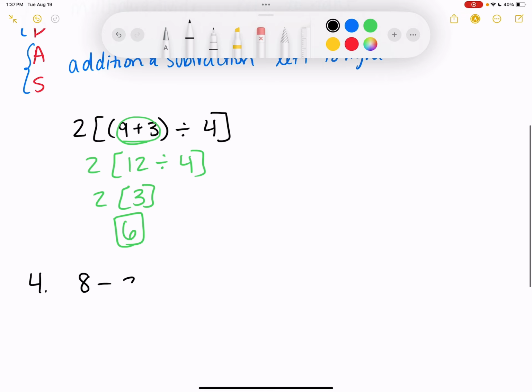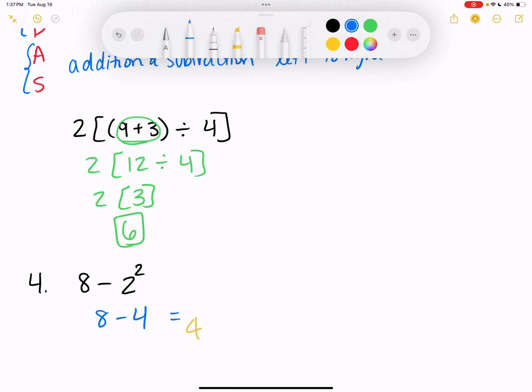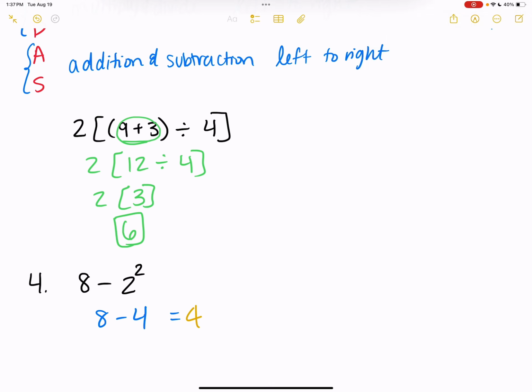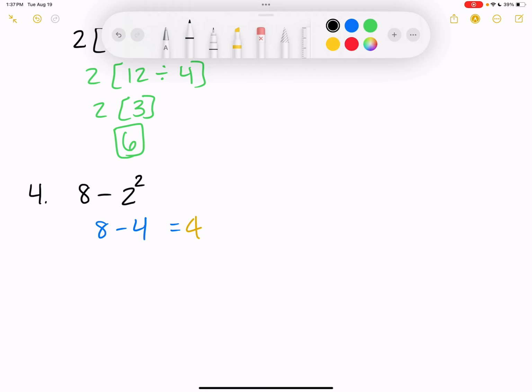8 minus 2 squared. So in my order of operations, I don't have any grouping symbols in this one, but I do have an exponent. And so this is 8 minus 2 squared. So 2 squared would be what? 4. So this would be 8 minus 4, which then is what? Look at that. It's going to solve it for me. I'm going to turn that off so that it doesn't keep doing that, though. So the answer to that one was 4.